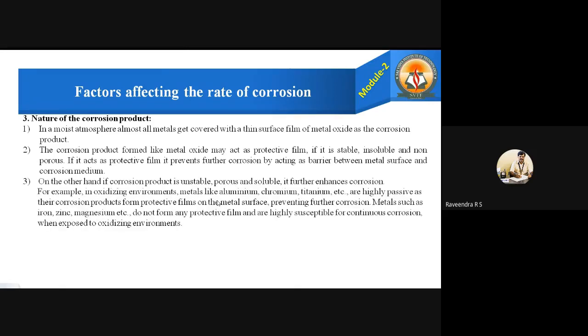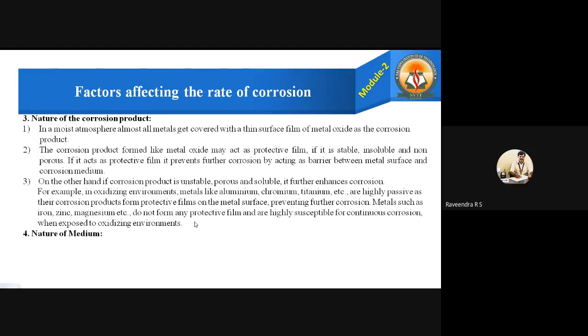On the other side, if the corrosion products are unstable, porous, and soluble, then they enhance the rate of corrosion, because there will be no barrier between the metal surface and the corrosion medium. Metals like aluminium, chromium, titanium, etc. are highly passive, as their corrosion products form protective films on the metal surface, preventing further corrosion. And metals such as iron, zinc, and magnesium do not form any protective film and are highly susceptible to continuous corrosion when exposed to an oxidizing environment.